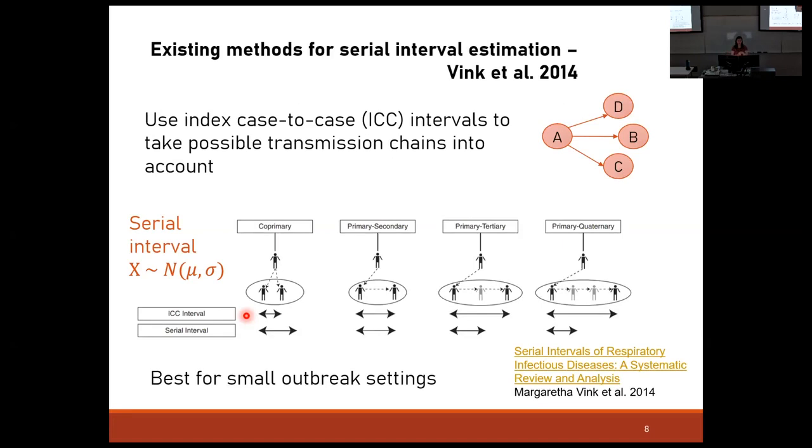was this paper by Vink et al. in 2014. And so they did take this idea of undersampling, that we don't necessarily see true transmission pairs, into account. So their method was designed mainly for small outbreak settings, households, school outbreaks. And what they do is take this index case-to-case approach to estimating the serial interval. So they take the index case in their small outbreak setting, a household, let's say, and they look at the difference in symptom onset time between that index case and everyone else in the cluster. So A to D, A to B, A to C in this example.